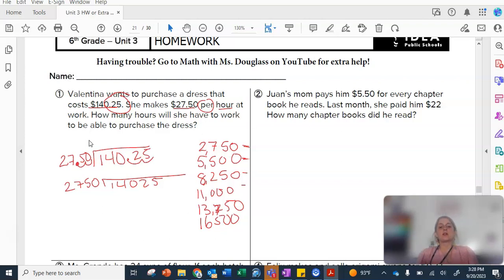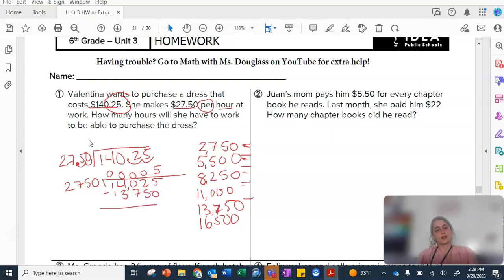I'm going to try and get as close as I can to this 14,025, but it doesn't look exact. 1, 2, 3, 4, 5 of these. So can I make 2,750 out of 1? No, I cannot. Can't do it out of 14, can't do it out of 140, can't do it out of 1,402. I can make 5 of them out of 14,025.